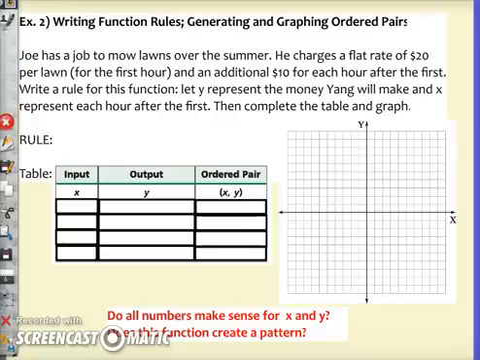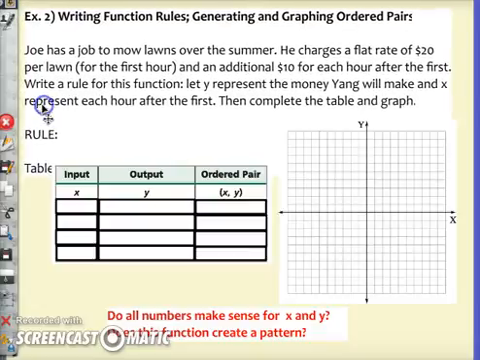next question. It says Joe has a job to mow lawns over the summer. He charges a flat rate. A flat rate means constant. Underline that. You want to underline important words that stick out to you. A flat rate of $20 per lawn for the first hour, and an additional $10 for each hour after the first. Write a rule or an equation for this function.